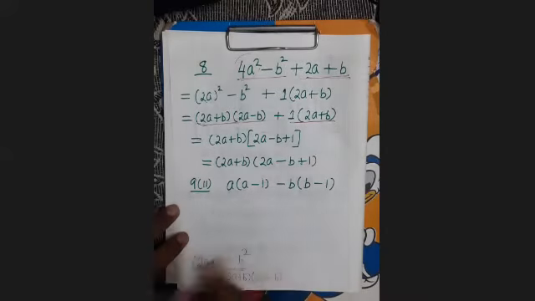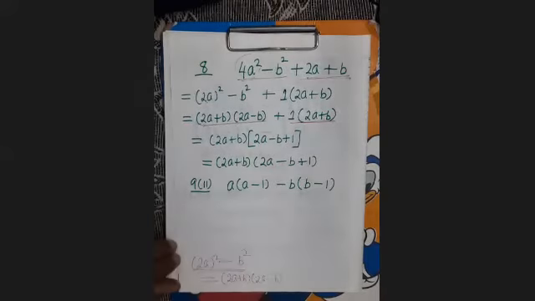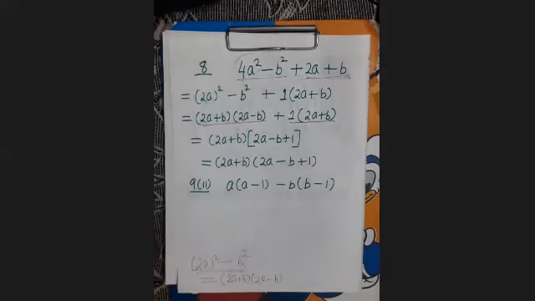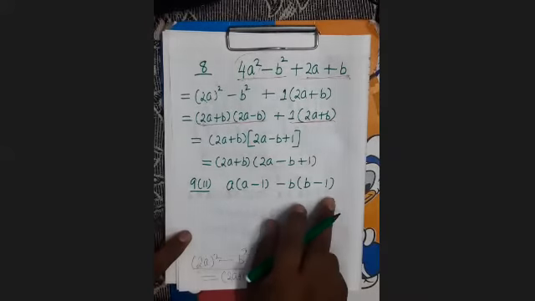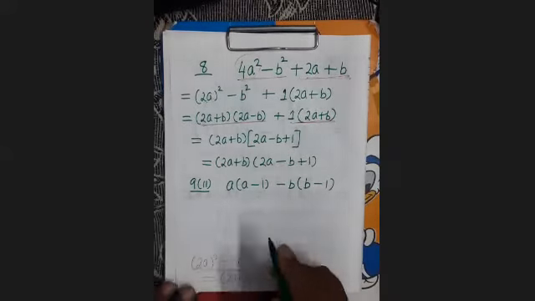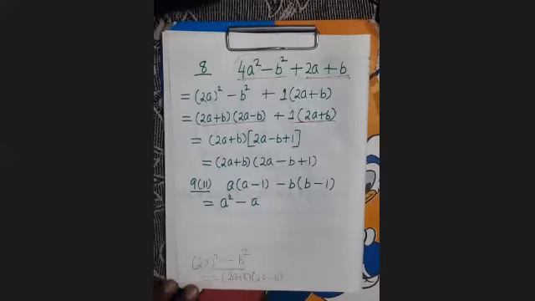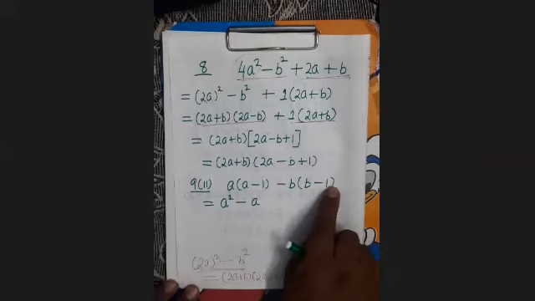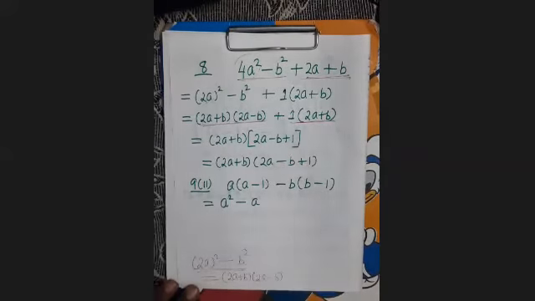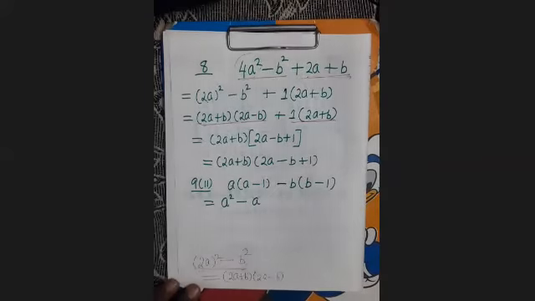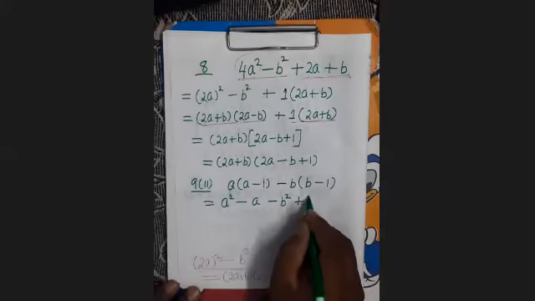Now I will open the brackets, क्योंकि बिना ब्रैकेट ओपन किए हुए कुछ होगा नहीं यहाँ पर. Nothing is common in this way. So a into a square minus a. But when you open the bracket here, since there is a minus sign, the sign will be changed. So it is minus b square minus minus plus.